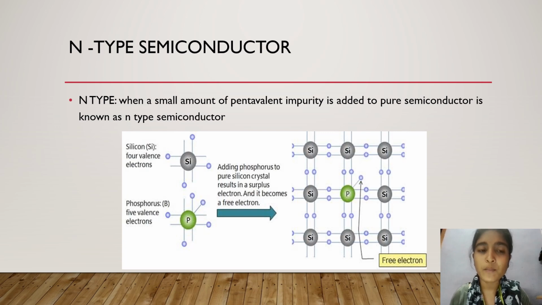Moving to the next slide, N-type semiconductor. When a small amount of pentavalent impurity is added to a pure semiconductor, it is known as an N-type semiconductor. Here we have to observe one thing: only pentavalent impurity is added to the pure semiconductor, and then it will form an N-type semiconductor. I have represented an image also here.